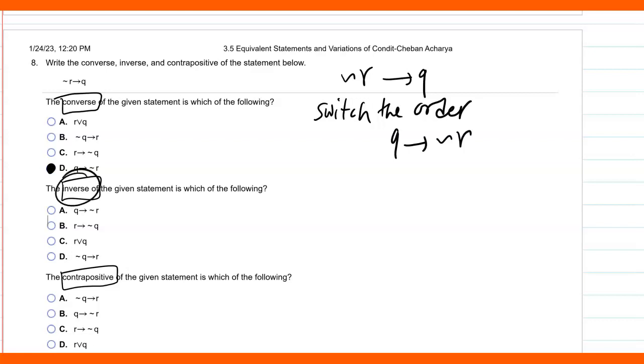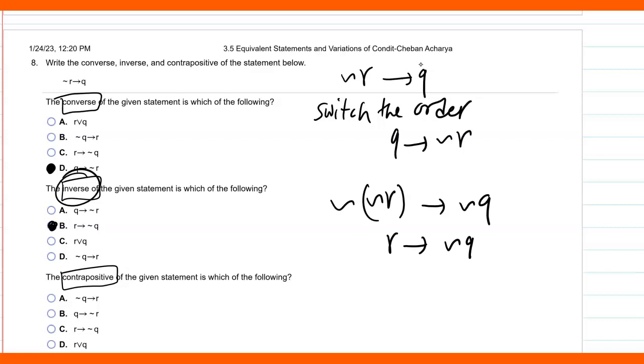For the inverse, do not reverse the order. Just negate the first statement and negate the second statement. Therefore, you're doing not R right arrow not Q, negating not R gives R, and negating not Q gives Q. Therefore, this gives you R, right arrow Q. That's going to be B.